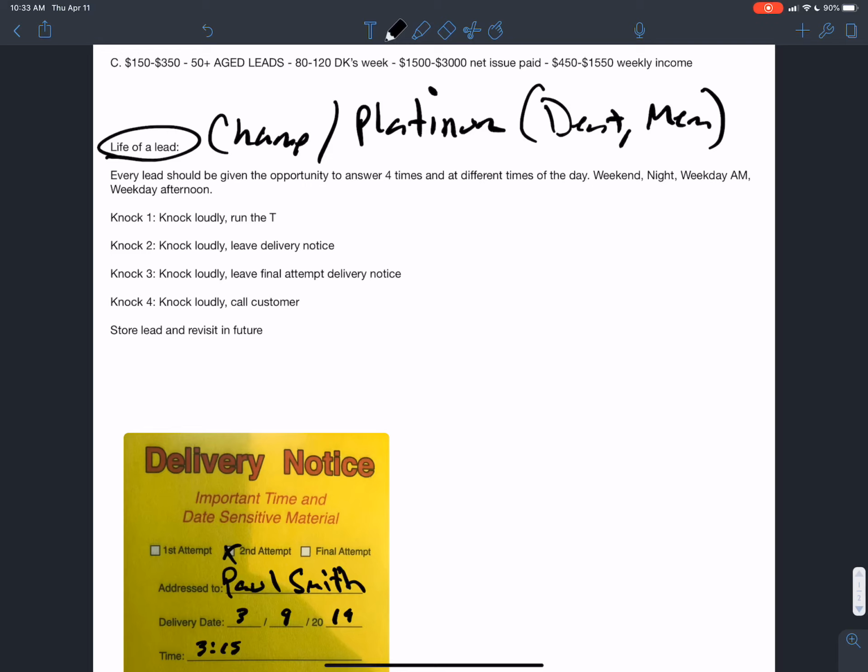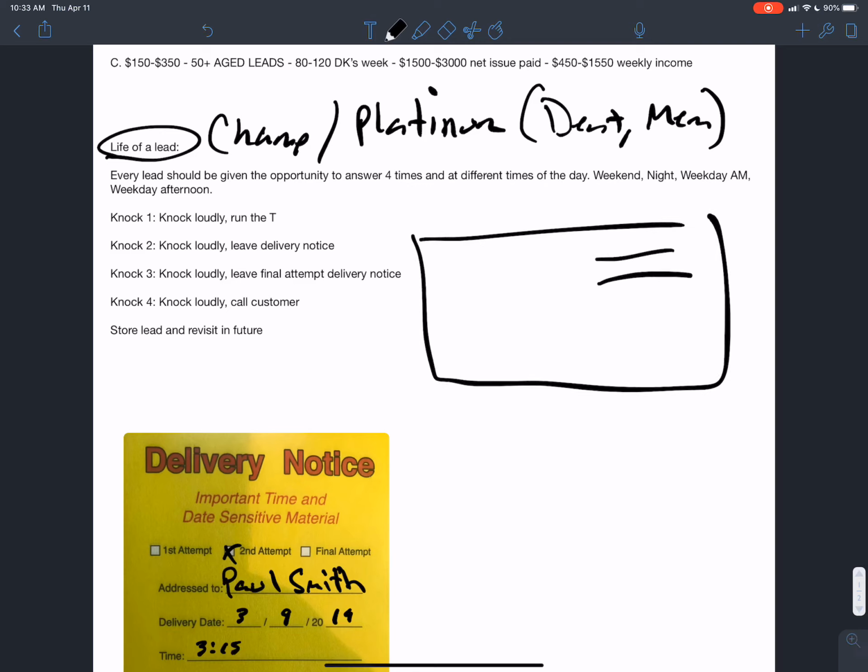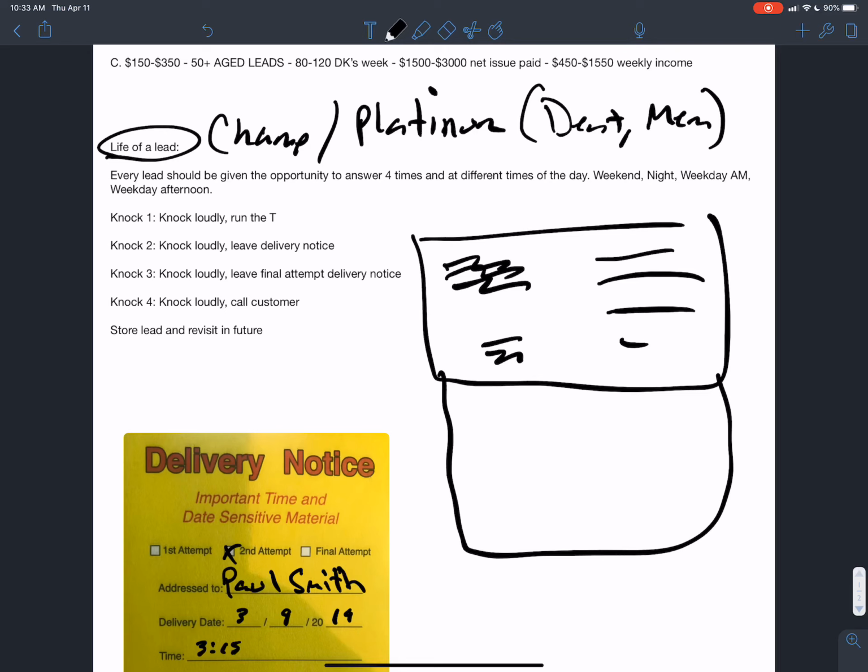What I like to do, you guys saw the lead cards. On the back of the lead card, okay, so if this is the lead card that you get and it has their name and all their stuff and address, on the back of that lead card, I'll write it down. I'll write down the date, so whatever it is, 3/12, and I'll write DK for door knock. Okay, and I'll write what time it was. And then I'll write what cars were in the driveway.